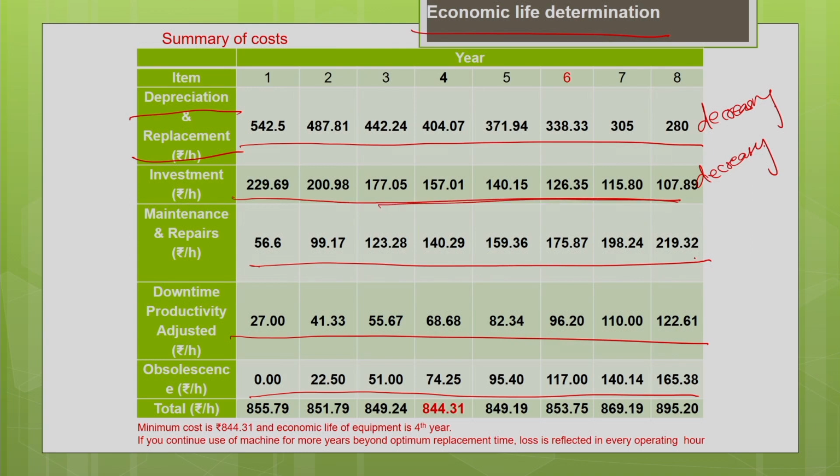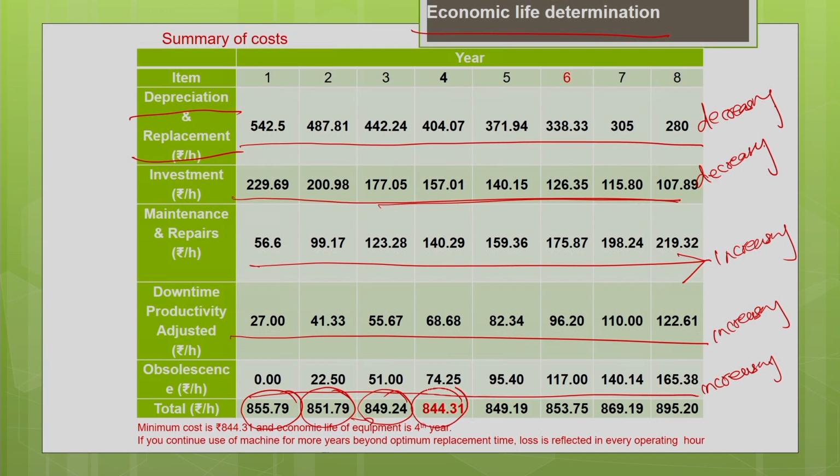But the maintenance and repair cost increases as the machine gets older. Similarly, the downtime cost is increasing, and the obsolescence cost is increasing with the age of the machine. Now, when you add all the costs, what is the trend we see? For the first year the cost is high, 855.79. Then the cost reduces, 851.79 for the second year. Still reducing, 849.24 for the third year.